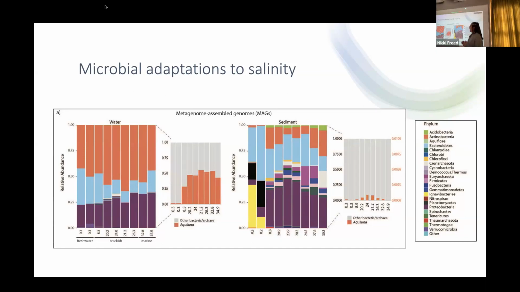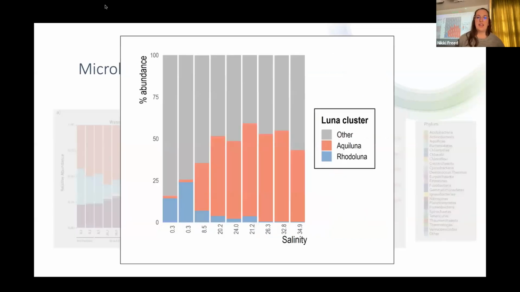We had 276 metagenomic assembled genomes, or MAGs, that we recovered from our Illumina metagenomic data. What's really interesting about this data set is that in our water column samples, particularly the saline ones, we see a huge dominance of one actinobacterium called Aquiluna within the Microbacteriaceae family. Aquiluna resides in the Luna cluster and has a really closely related sister species called Rhodoluna.